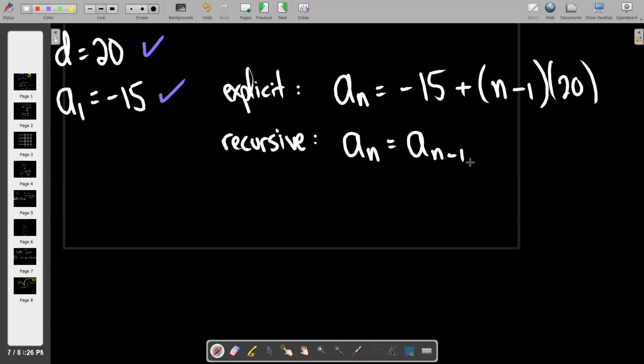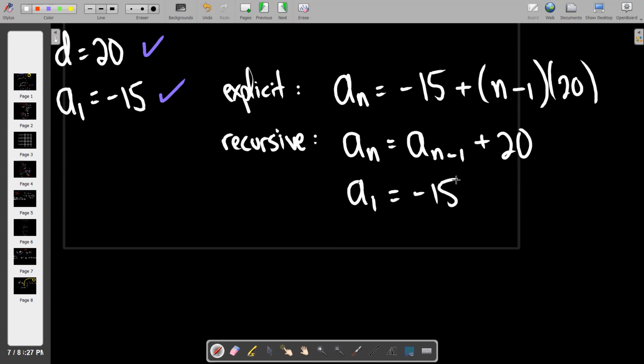Yep. Plus 20. Yes, this one we're actually describing the behavior as plus 20. The 20 interestingly gets multiplied over here because it's like a different view of the same thing. So this is good, but what else do we need to complete the recursive? Yes, an a sub 1 has to be there.